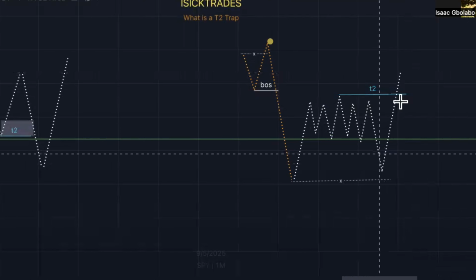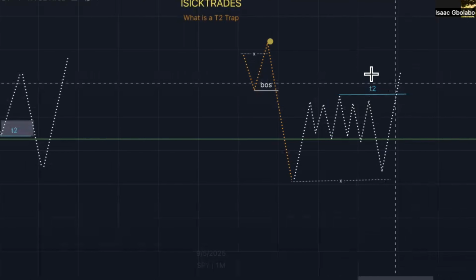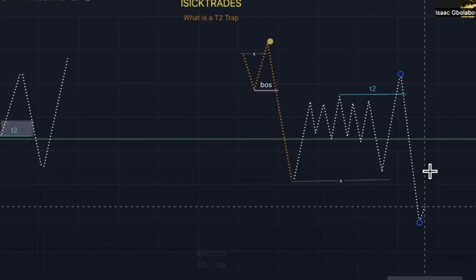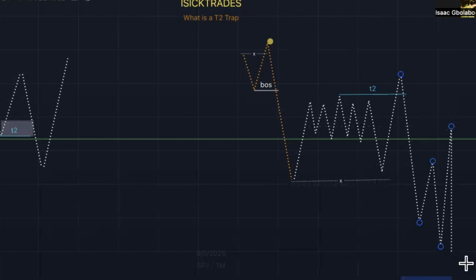But hey, the market's gonna move up real smooth. We're gonna take out T2. There's gonna be some type of entry reason right there, and then we can expect to come back down. And the market can do what it does. It wants to create another T1 to come down.